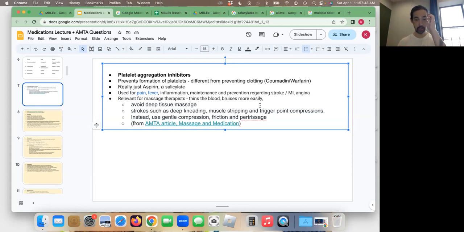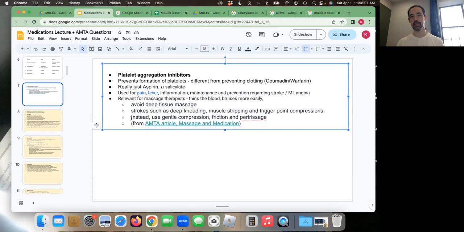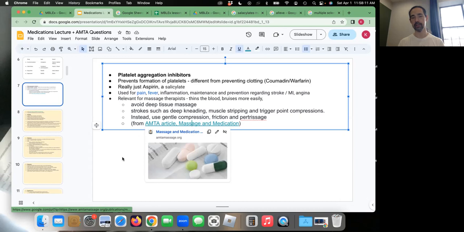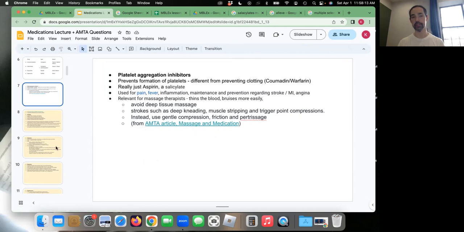And the question is, which techniques are not appropriate for this client? They'll say deep tissue, trigger point compression, and they may throw one in that's like tapotement, and you're supposed to pick that out of the multiple choices. Instead, you can use gentle compression, you can use friction, you can use petrissage. And if you click on this link here, it'll take you to the article by the AMTA that talks about that. It's a good article. You should check it out.